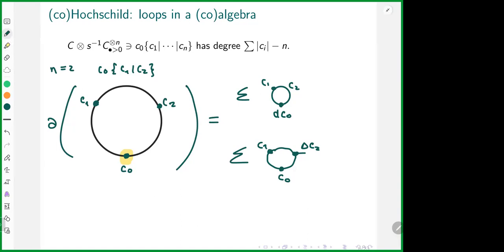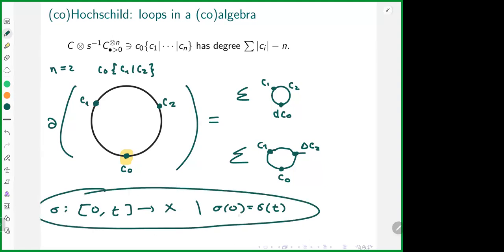The meaning is the following. At least in my head, what we're trying to do is mimic building loops on X. And loops on X are maps from S1 to X. Maps from S1 to X have a special point. Let's think of a loop as a map sigma from [0, t] to X, such that sigma(0) equals sigma(t). A map like this has a special point, which is exactly the image here.